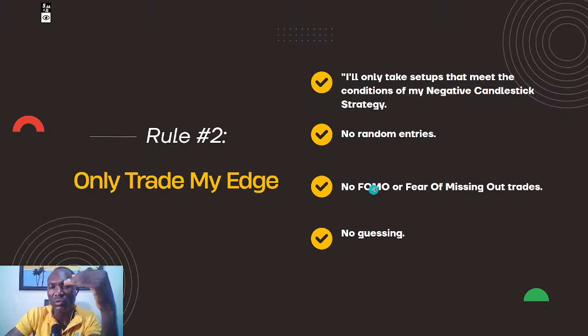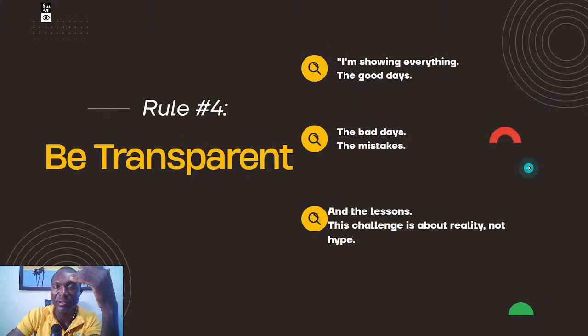Then number 2, no FOMO, which is fear of missing out. For instance, if the market did not enter where we underlined, all our conditions are not met, and we shouldn't be afraid. There's always opportunity. There's no guessing.